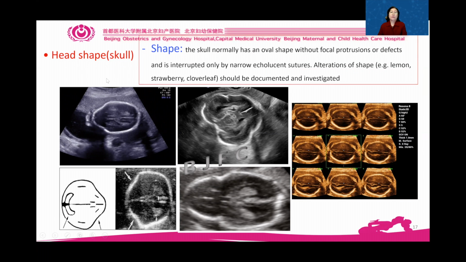The sector to the image is to observe the shape. The shape is very important. The skull normally has an oval shape without focal protrusion or defects. In this SmartPlanes image, we can see it's a normal skull. Normal. Yeah, these pictures show the oval shape. But this one is a lemon, strawberry here.